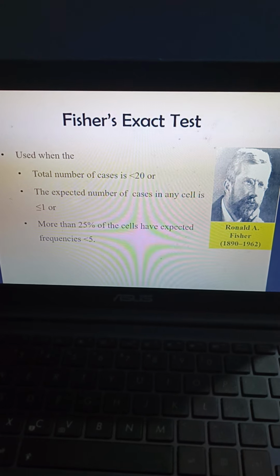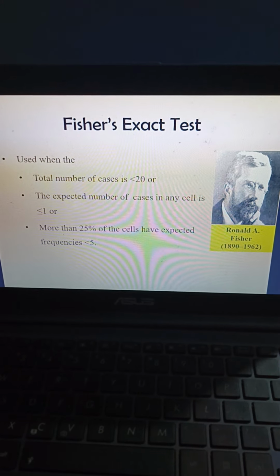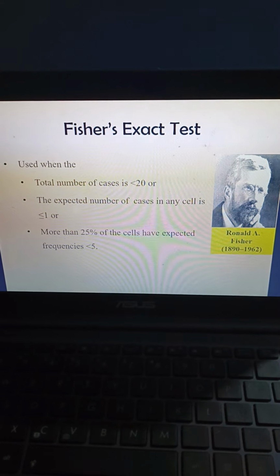This is the person Ronald A. Fisher, from 1890 to 1962.